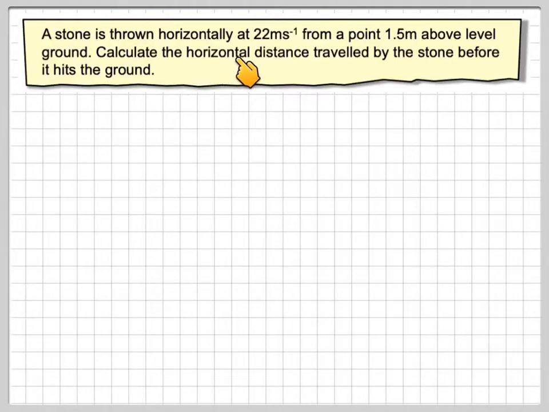A stone is thrown horizontally at 22 meters per second from a point 1.5 meters above the ground. Calculate the horizontal distance traveled by the stone before it hits the ground.